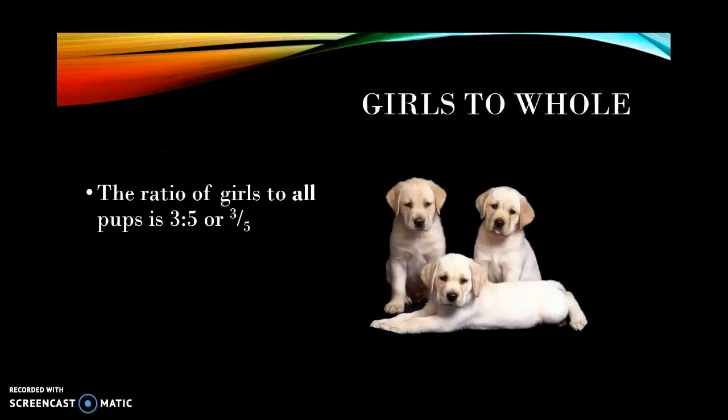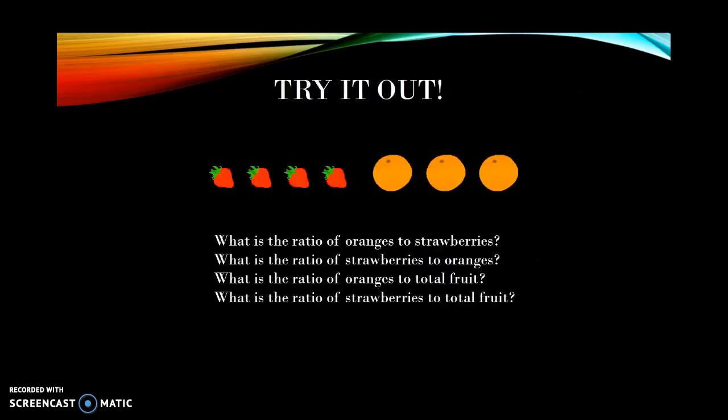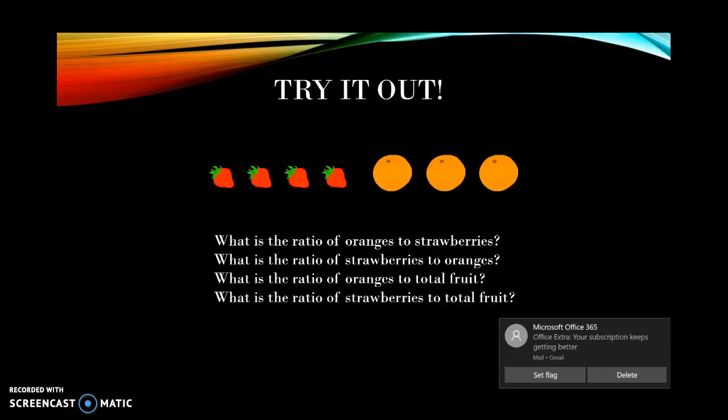Next, we're going to be looking at the number of girls to the whole. And because we know we have 5 puppies and we know that 2 of them are the boys, then we have left 3 puppies, which we know are going to be girls. And it's going to be 3:5, or 3 out of 5, again, however you prefer to write it. So we're going to be looking at some examples now.